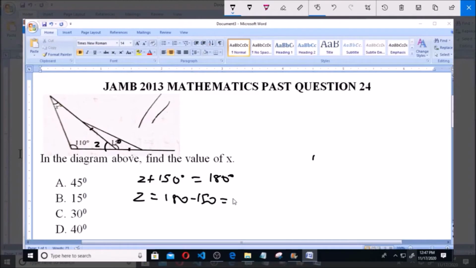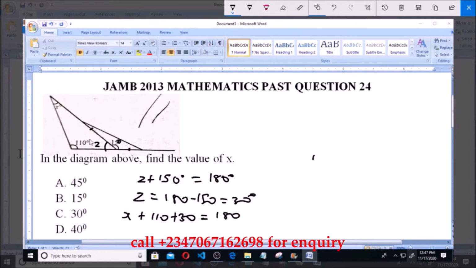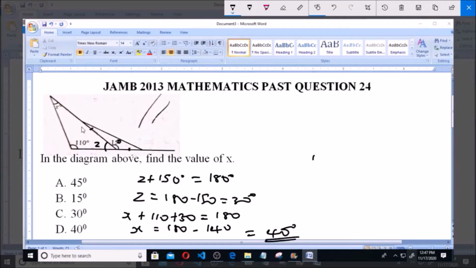Now angle X plus 110 degrees plus Z, which is 30 degrees, is equal to 180. That's because of the sum of angles in a triangle. So we can now say that X is equal to 180 minus 140, which is 110 plus 30 give us 140. So X is equal to 180 minus 140, and this is equal to 40 degrees. So the value of X is 40 degrees, which is option D.